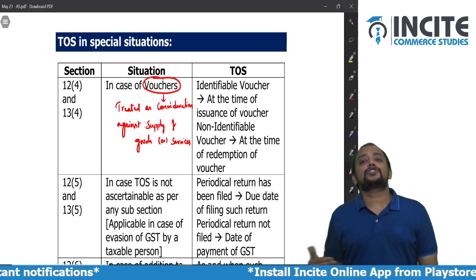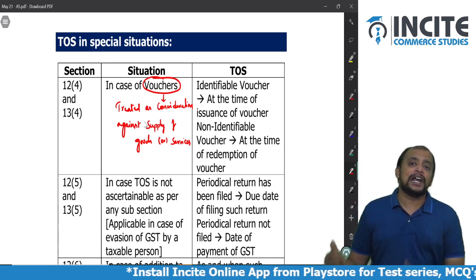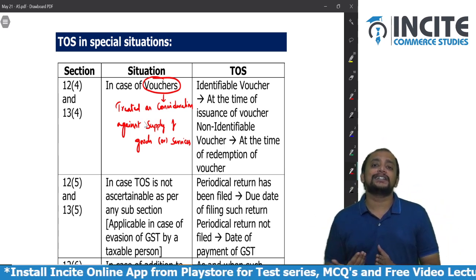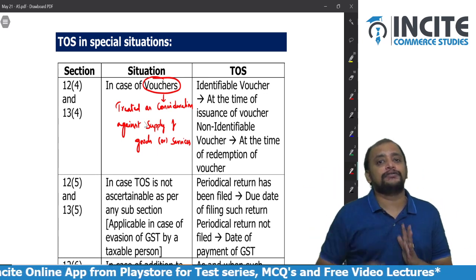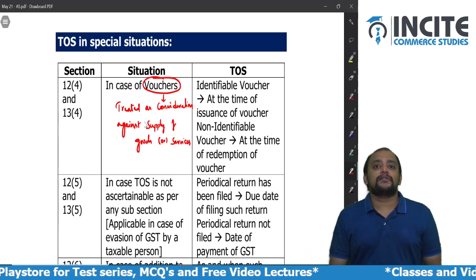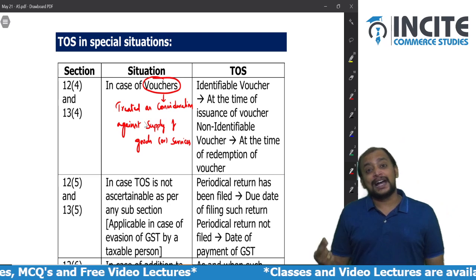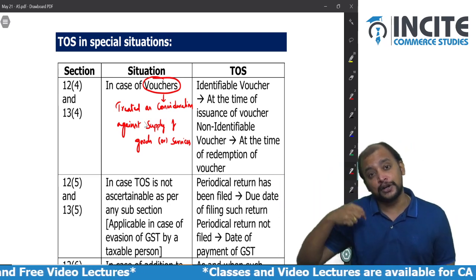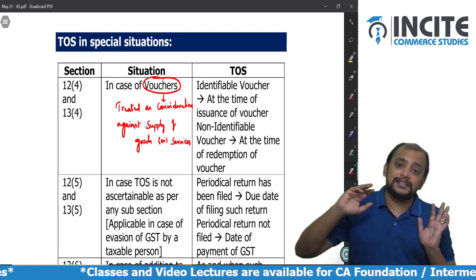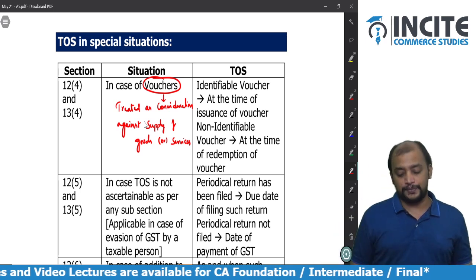Whereas, for the voucher, what should be taken as the time of supply? Check whether it is an identifiable voucher or a non-identifiable voucher. What is an identifiable voucher? Against which product or service it is redeemed is known at the time of issuance of the voucher. Say, for example, Domino's is giving a voucher for one medium pizza or one regular pizza. Therefore, against which product or service you are going to redeem it, I know right now itself. So, on the date I issue the voucher, I treat that the pizza is sold and I will pay GST. Therefore, the time of supply is at the time of issuance of the voucher.